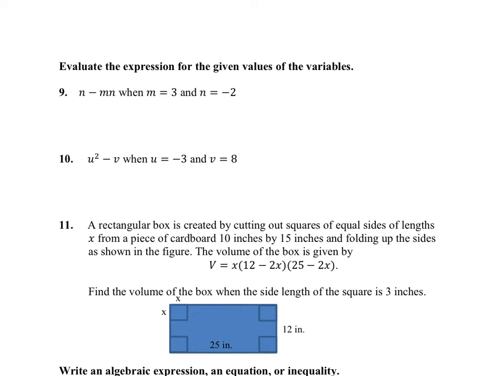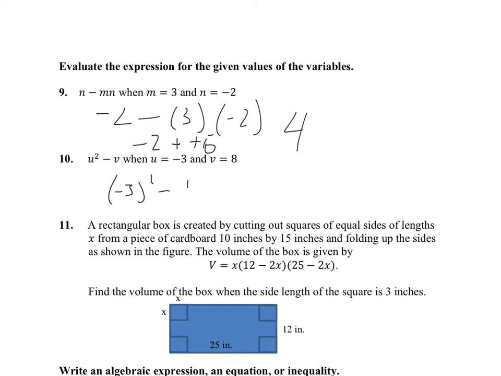Alright, here, doing some more substitution. Well, that's -2 minus 3 times -2. Well, -2, then minus a -6. Oops, it's a -6. Well, minus a negative becomes plus, so that becomes a 4. And then we go -3 to the 2nd minus 8. -3 to the 2nd is 9, minus 8, which is equal to 1.